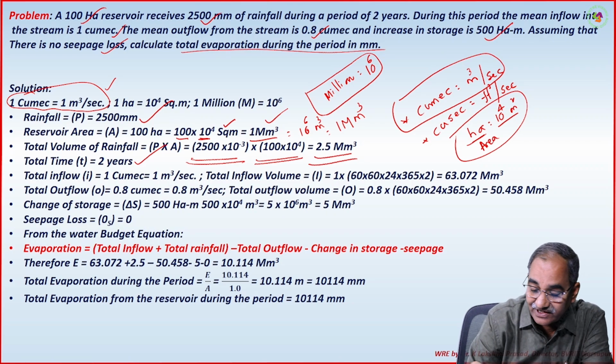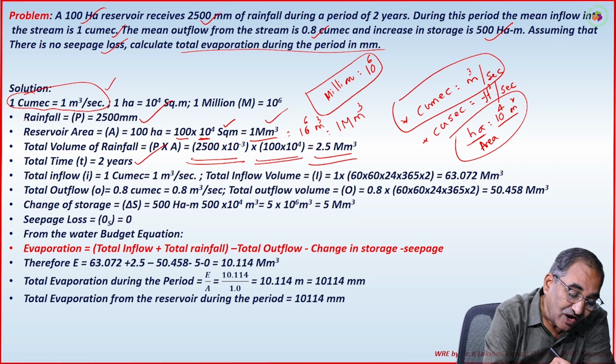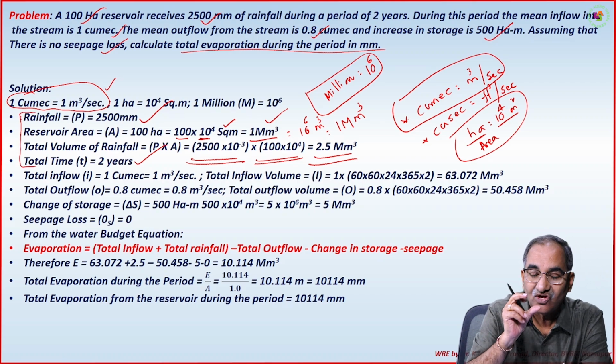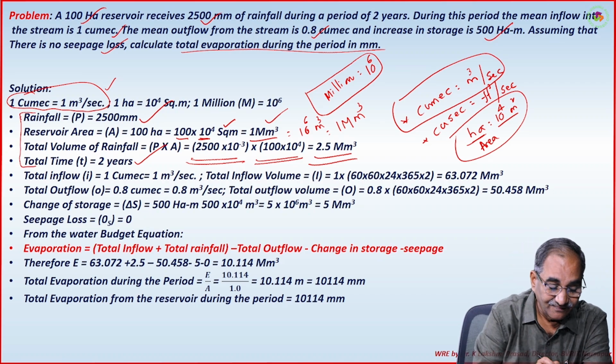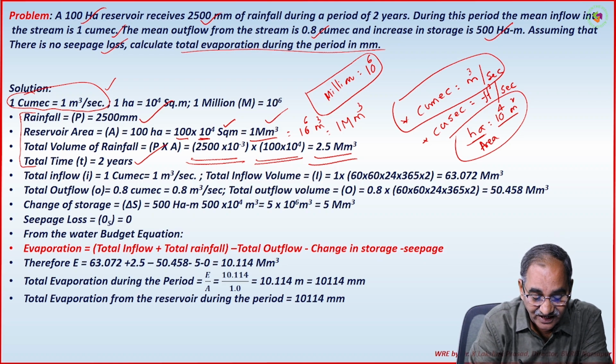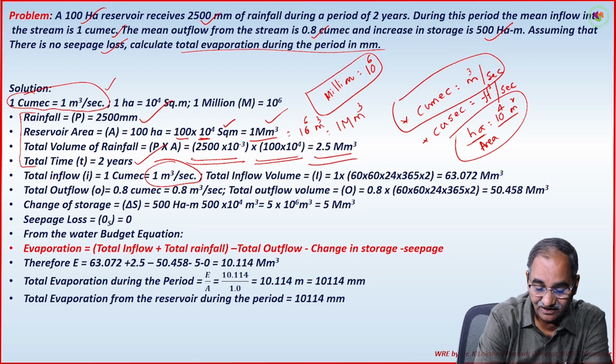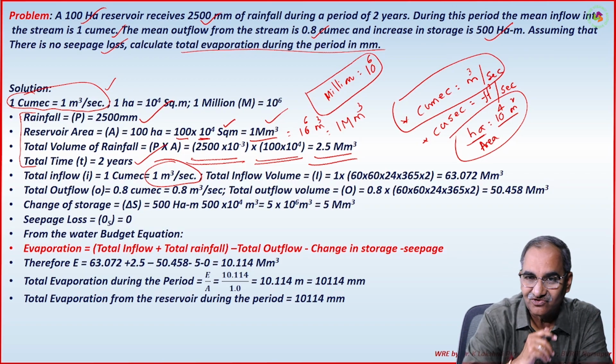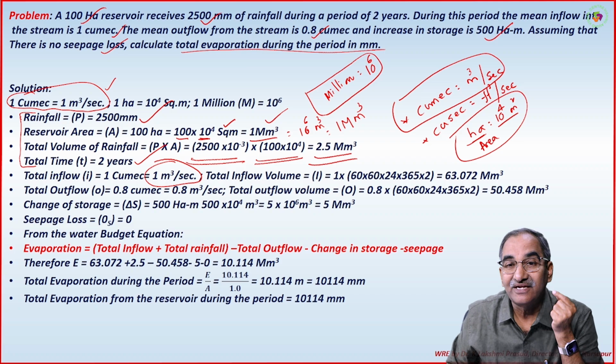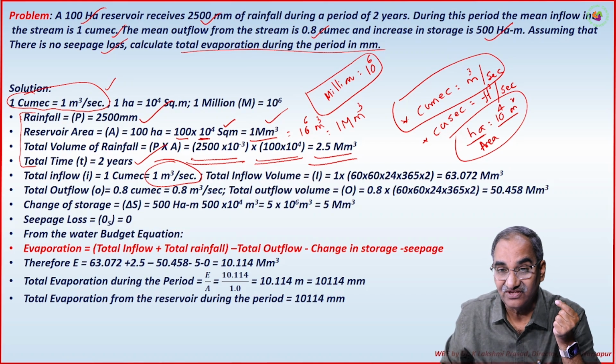Now what is the inflow? Whatever you have calculated till now, all of this is related to precipitation. Precipitation is also inflow, please note it. Then what is the inflow? Inflow he has given in terms of what? 1 cubic means 1 meter cube per second. But how much time has he given? 2 years. Per second, 1 meter cube of water is entering into the reservoir.